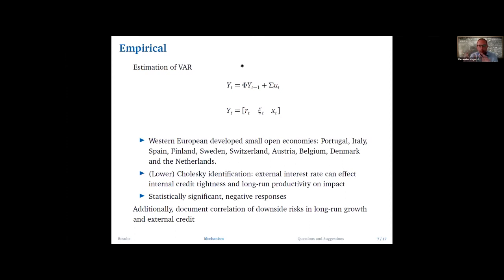Okay, so the data-driven, the estimated, the empirical part of the paper works in a VAR, and we have here the world interest rate, domestic credit conditions, and long-run growth. It went through several different small open economies. How small? Italy, Spain.